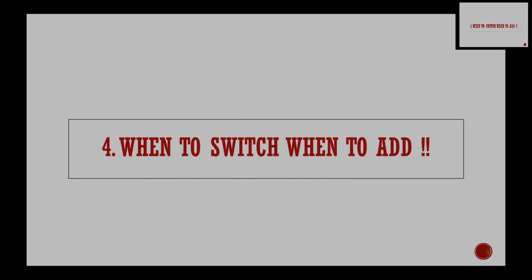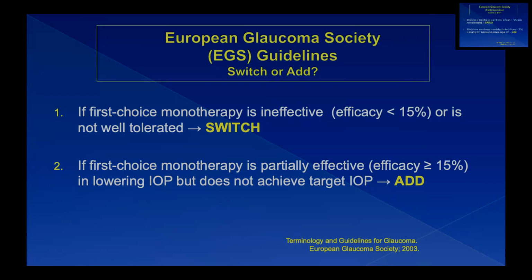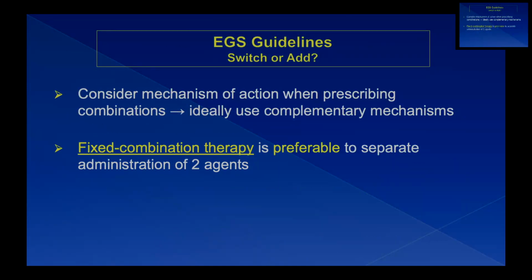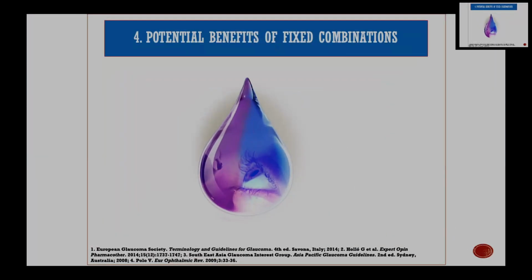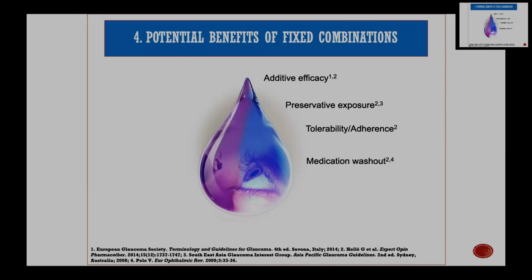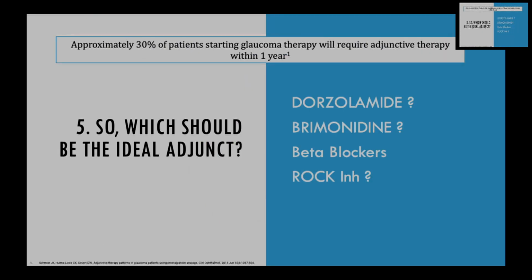Now, when to switch and when to add. EGS has given a very simplified guideline. Whenever you're starting medication, if the IOP lowering is less than 15%, we assume that the patient is a non-responder. We try a different class of medication. But if the IOP reduction is more than 15%, and we are not able to reach our target IOP, we'll add a medication. And whenever using 2 or more medications, try to use combination drugs, which definitely makes life simple for the patient. The cost is less, the preservative exposure is less. You're getting an additional therapy also, and definitely it gives you a more easy regime for the patient to follow.